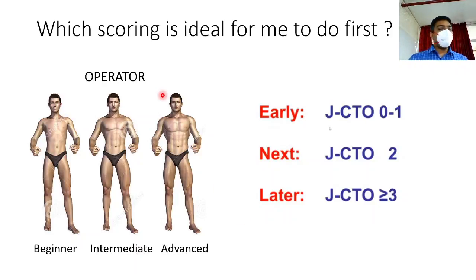So what does the score imply to us? It just means that if we are getting a score of 0 to 1, even a beginner operator can attempt. That is, we can use the score for a beginner, intermediate, or an advanced operator. An advanced operator can attempt to do a CTO with a score of more than 3. So in the learning phase, the initial phase, with a score of 0 to 1, we can attempt a CTO.